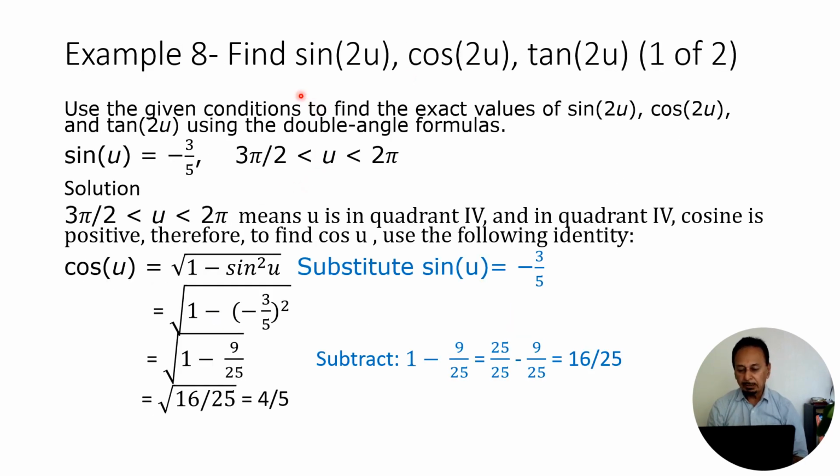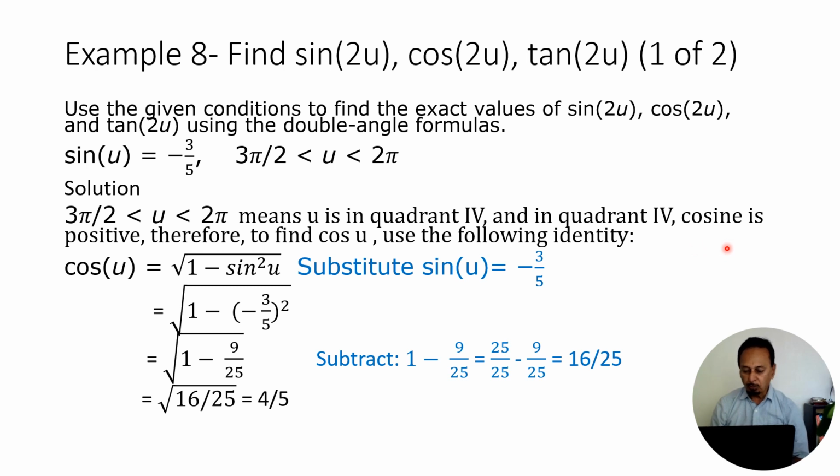Example 8, we're going to find sine 2u, cosine 2u, and tangent 2u. We're going to use the given condition to find the exact value of each using the double angle formulas. Given is sine u equal to minus 3 over 5, and u is between 3 pi over 2 and 2 pi. So 3 pi over 2 is less than u, less than 2 pi, which means u is in quadrant 4.